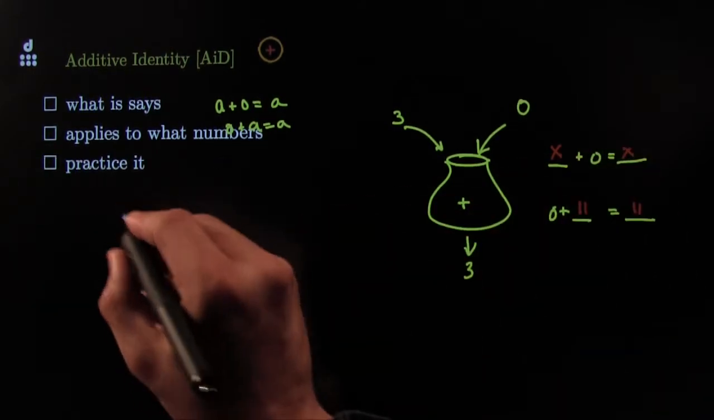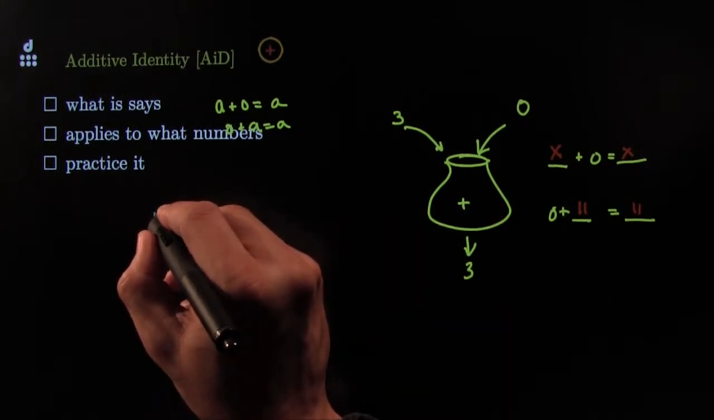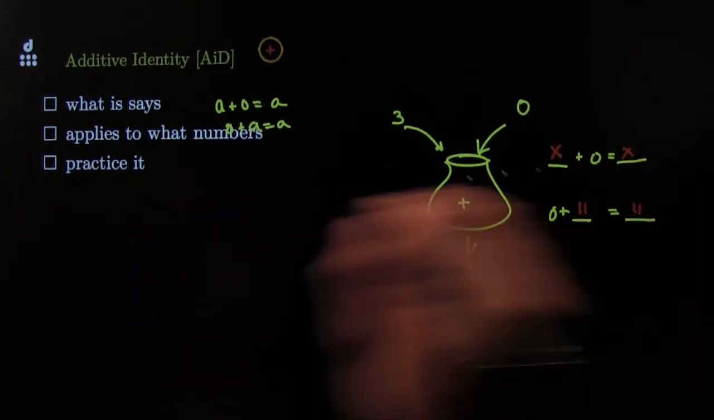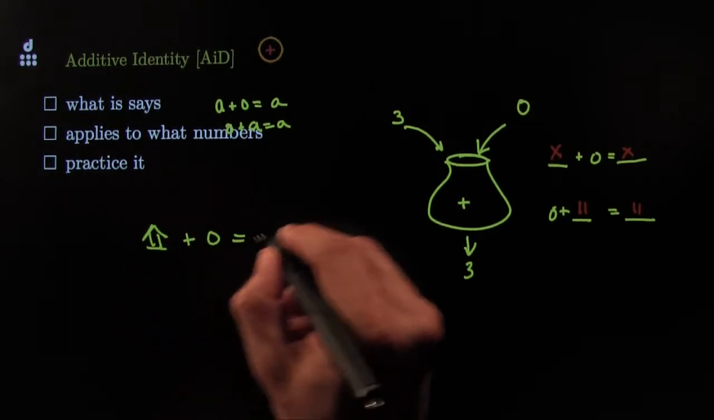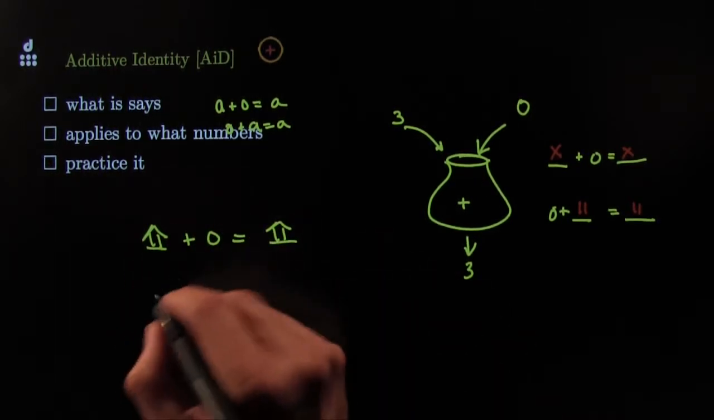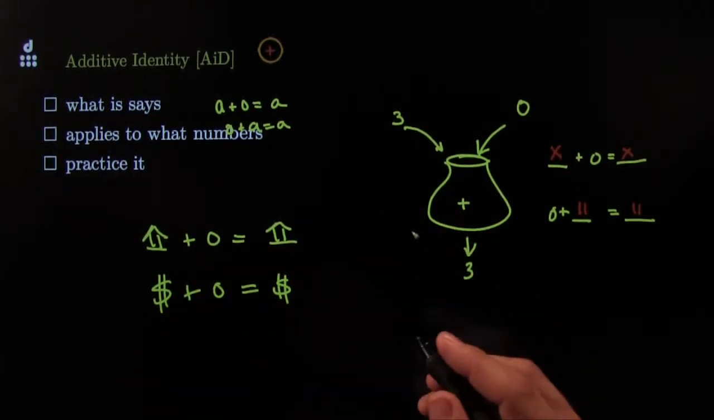And of course, we just practiced it a little bit. Let's practice it some more. You could have, for example, a house plus 0, well, that would still be equal to a house. Money plus 0, well, that would still be equal to money. And on and on and on.